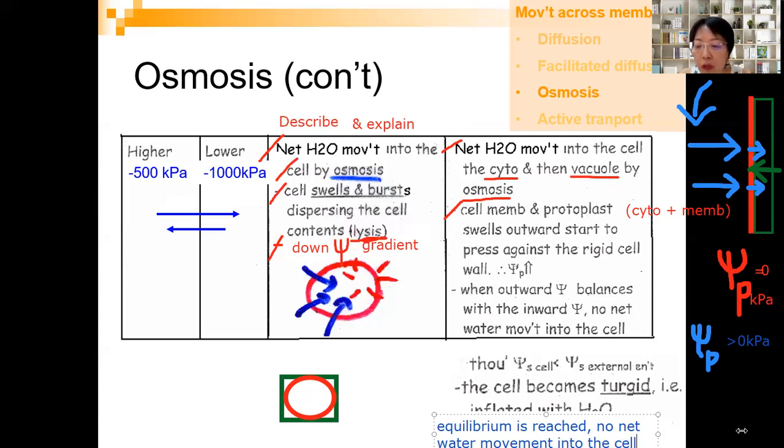So when you say equilibrium is reached, in terms of water potential, can you explain what you mean by equilibrium is reached? Samir? Both water potential is equal. Yes. Now we say that the cell can no longer expand because there's no more net water movement into the cell. So that means equilibrium is reached.